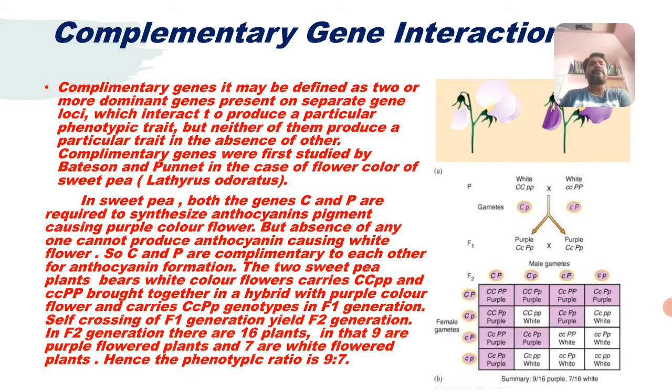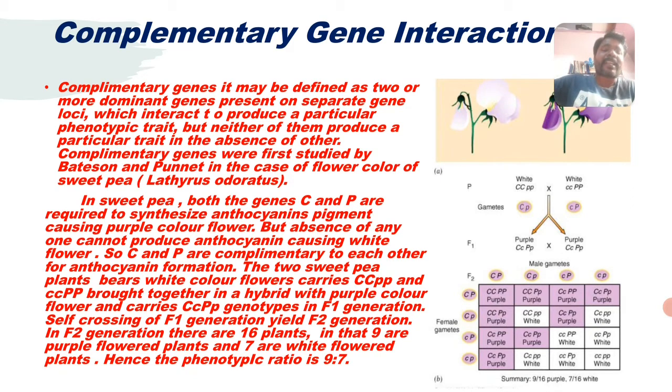In case C is present and P is absent, there is no production of a purple color flower. Hence capital C and capital P act as complementary to each other for anthocyanin formation. See, here the two sweet pea plants, which bear white color flowers, carrying capital C, capital C, small p, small p, and small c, small c, capital P, capital P, are brought together in a hybrid with the purple color flower, which carries capital C, small c, capital P, small p.